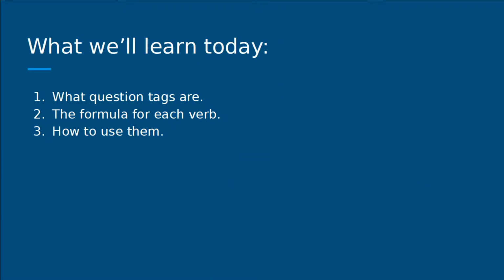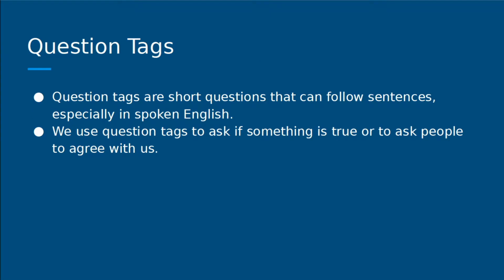What we'll learn today. 1. What question tags are. 2. The formula for each verb. 3. How to use them. Question tags are short questions that can follow sentences, especially in spoken English. We use question tags to ask if something is true or to ask people to agree with us.